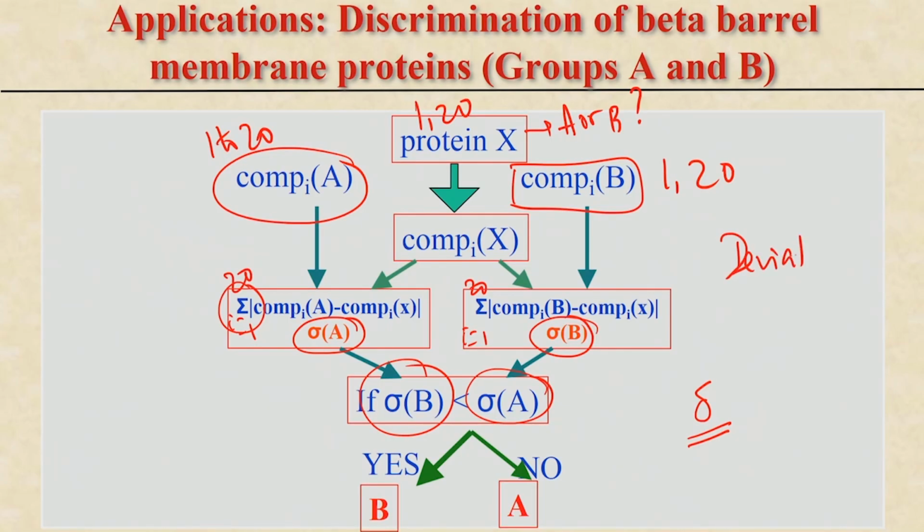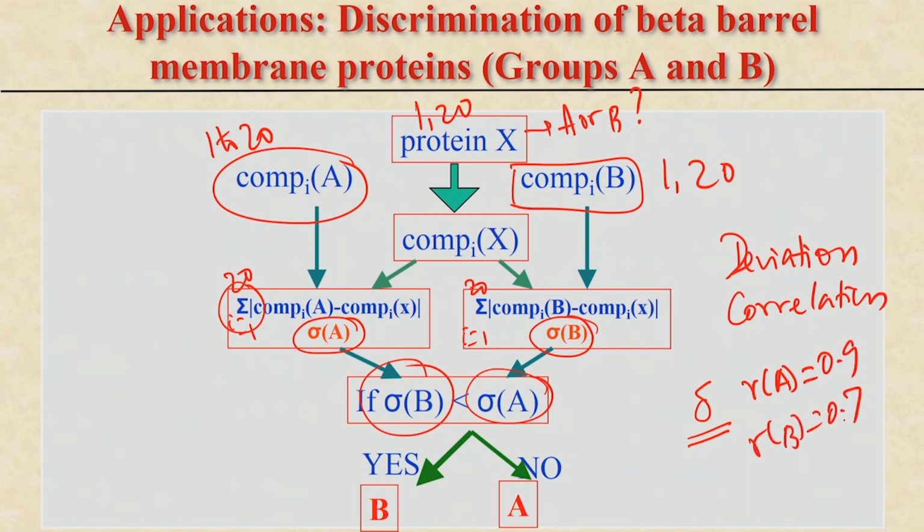What other measures can you use? Here you use deviation, we can also use the correlation. We have 20 numbers here, 20 numbers here, right. You can get the correlation with A. Likewise, you can get the correlation with B. Then which one do you select? If it belongs to A, the correlation will be higher. If the correlation R with A is 0.9 and R with B is 0.7, then the protein belongs to A. So, you can use correlation, you can use the deviation, and you can use error functions and so on.